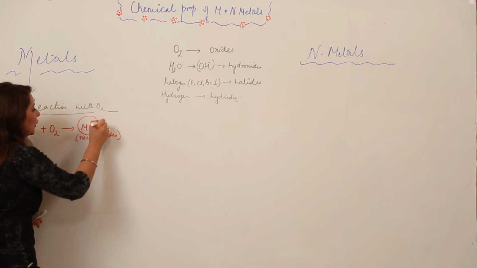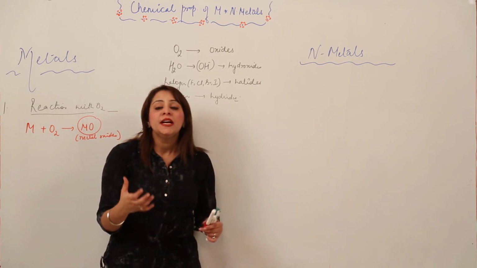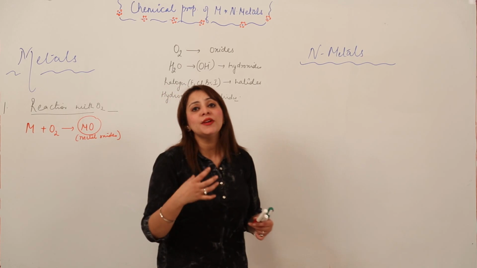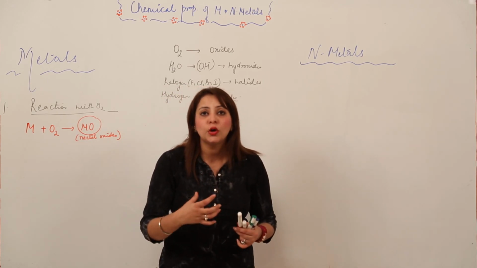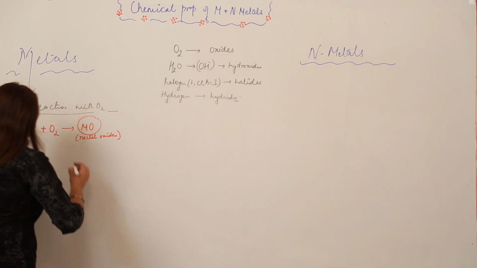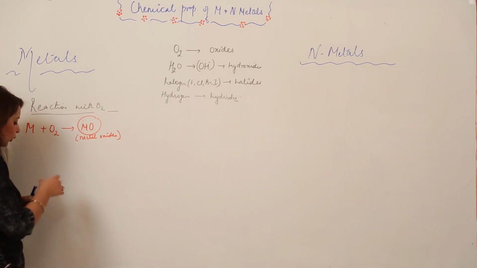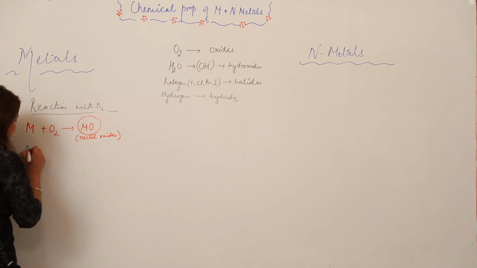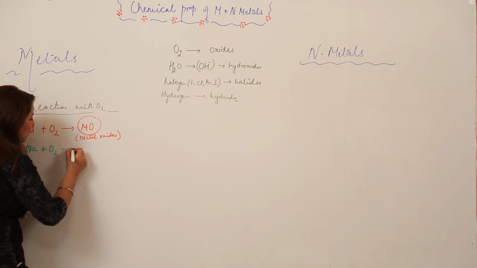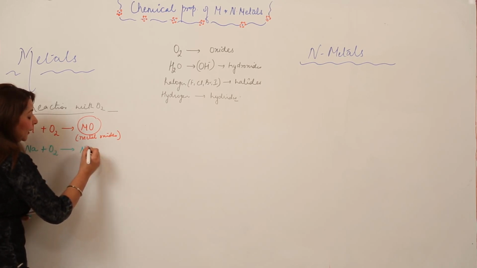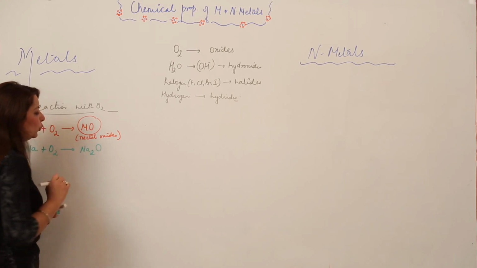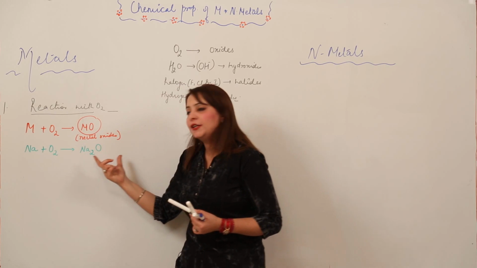The formula for this metal oxide can be MO, M2O3, or M2O, depending upon which metal we are using and what the valency of that metal is. For example, suppose I have the sodium metal, which is denoted by Na. If I react it with oxygen, it will lead to the formation of sodium oxide with the formula Na2O, right?